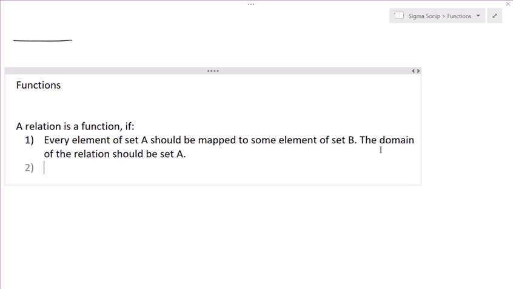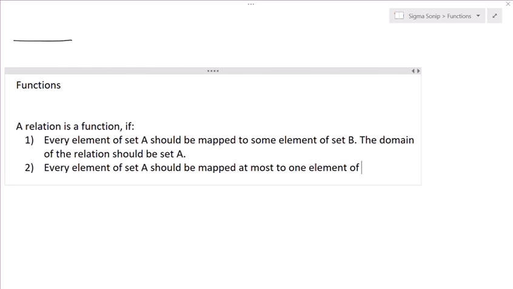And the second condition is that every element of set A should be mapped at most to one element of B. Now this is an important condition, and as I told you, we could combine these two and make them one, but it makes more sense to split these two conditions.